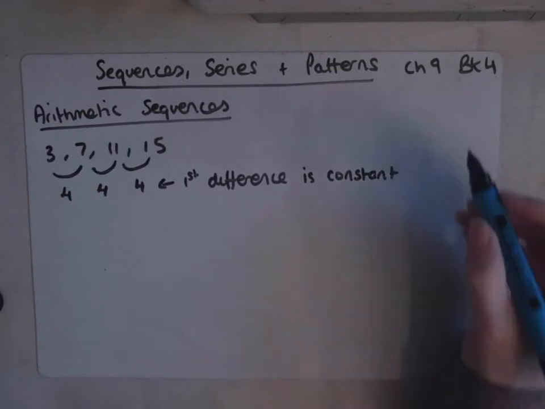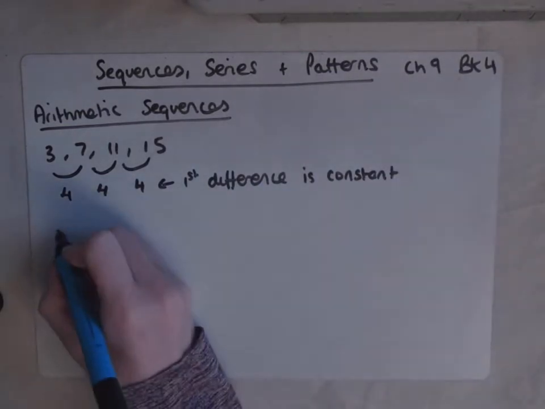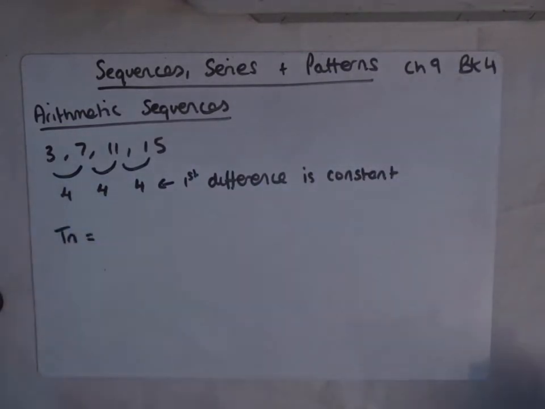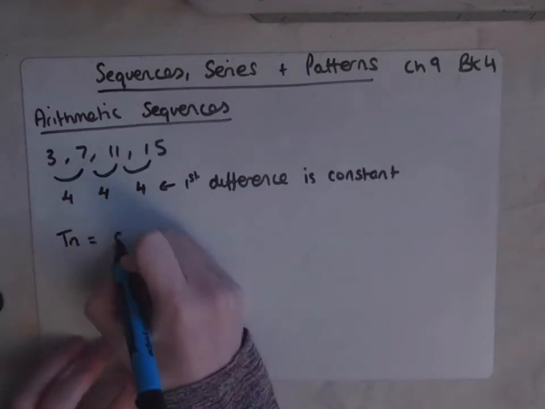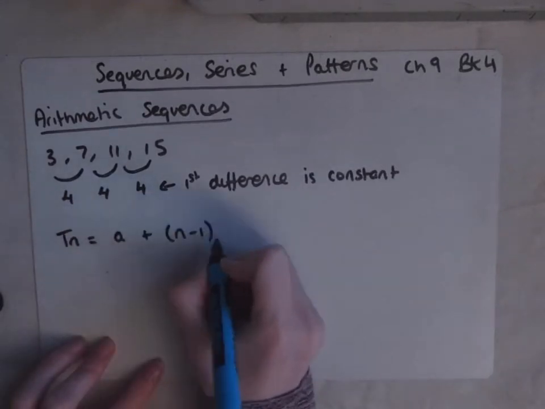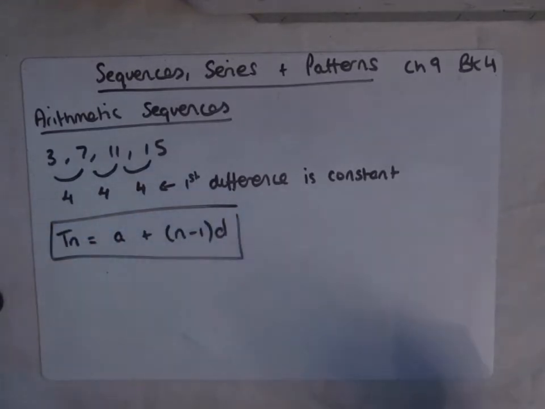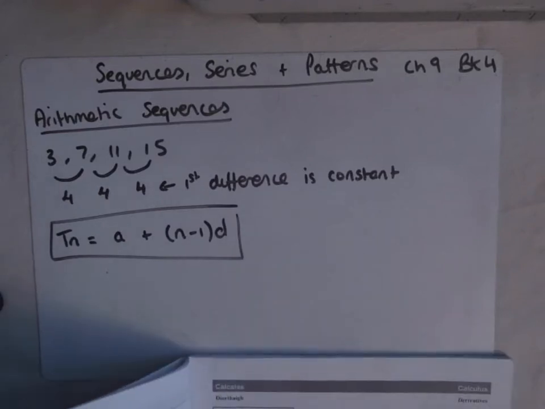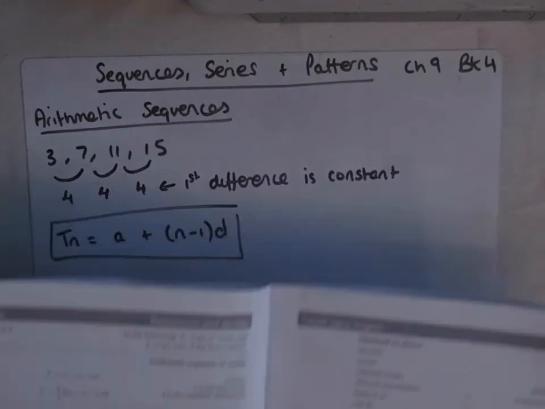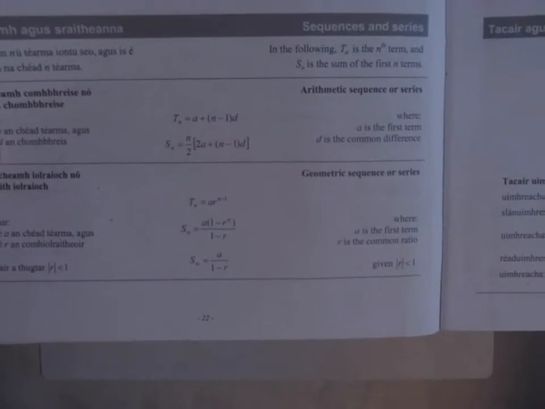Now, you have a formula for the general term of an arithmetic sequence. Your general term is a plus n minus 1 times d. Now that is given to you in the log tables, so you don't have to learn it off. That's here on page 22.